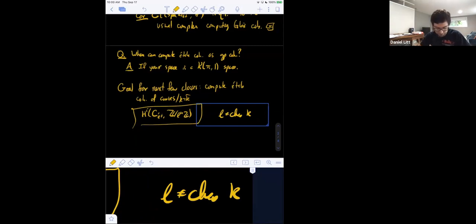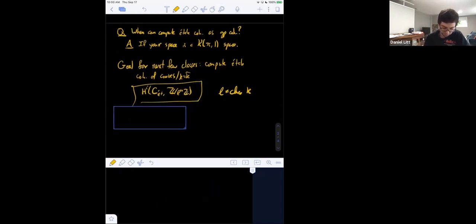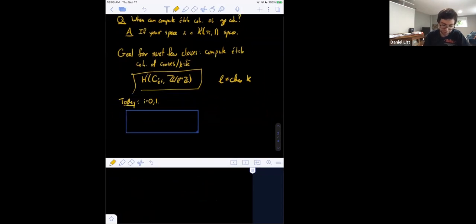And in fact, the hard part will be computing this for i bigger than 2, where you would expect these groups to be 0, because a Riemann surface is 2-dimensional, and indeed they are 0. But that's what we're going to spend most of the time on. Today, we're going to try to get to the point where we do this for i equals 0 and 1. In order to do that, I need to give you a, well, 0 is easy, actually.